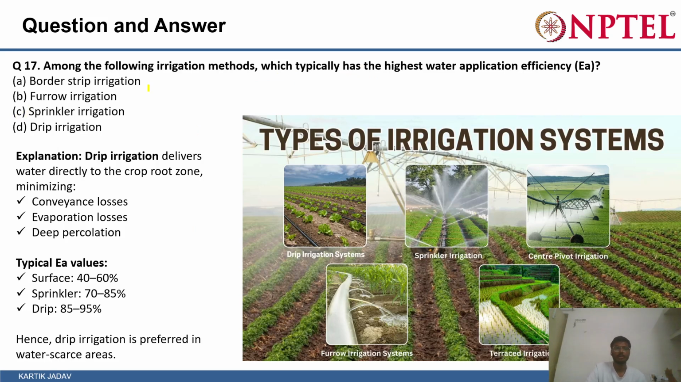Question number 17. Among the following irrigation methods, which typically has the highest water application efficiency? We know that water application efficiency is highest in the case of the drip irrigation system, followed by sprinkler, then other surface irrigation systems, depending on field condition and design aspects. Correct answer is option D.